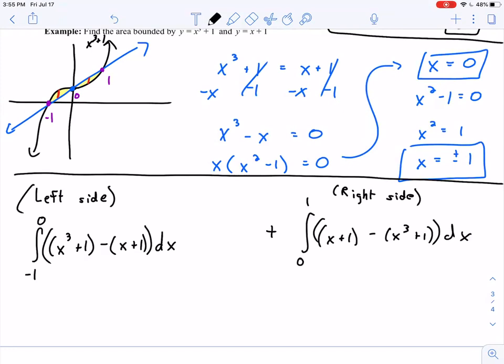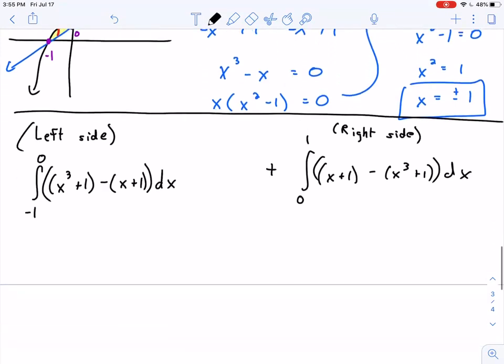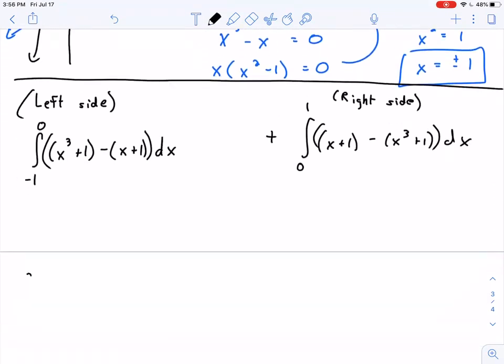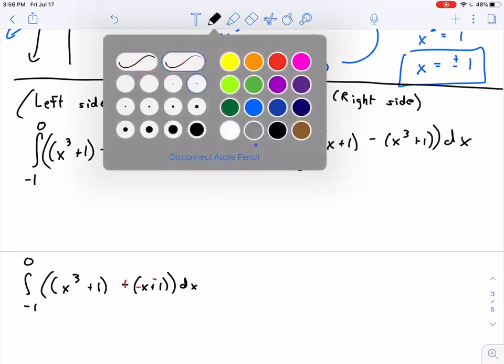So let's work with the left-hand side first. I'm just going to rewrite the problem down here, from -1 to 0, of x cubed plus 1 minus (x plus 1) dx. So first thing we'll want to do is distribute this minus sign. Make sure that you're using parentheses here because I do want to distribute that minus sign to both terms.